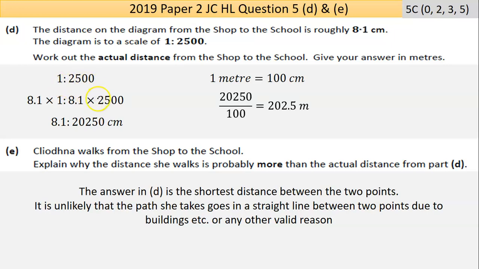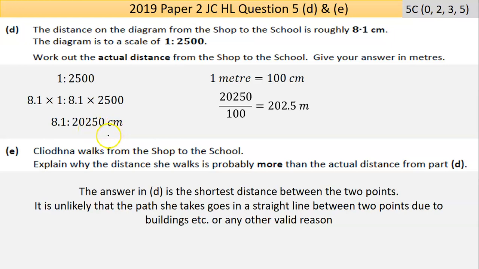Okay, now we know that 8.1 is the distance they're saying from the shop to the school. So I'm going to increase this side by 8.1. If I do it to one side of the ratio, I have to do it to the other. It's kind of a fundamental principle. So I multiply the 2,500 by 8.1. Now I put it through the calculator, I get 8.1 is to 20,250 centimeters. That's great. The distance from the shop to the school is 20,250 centimeters.